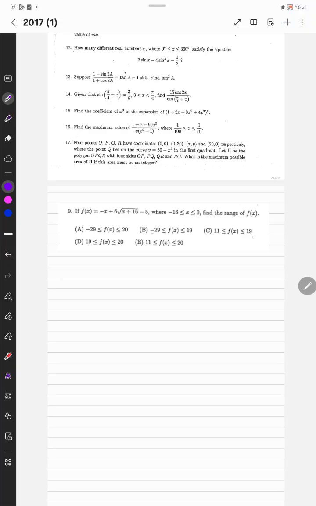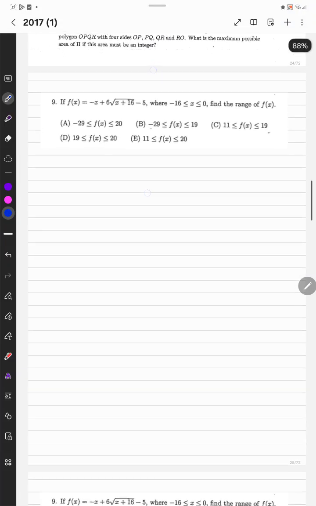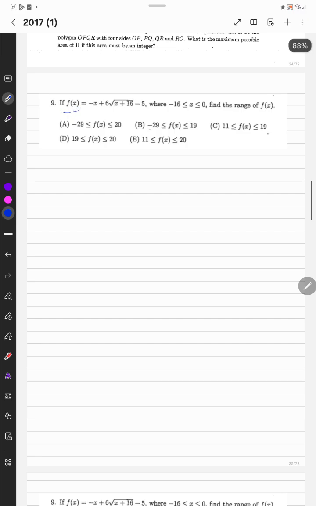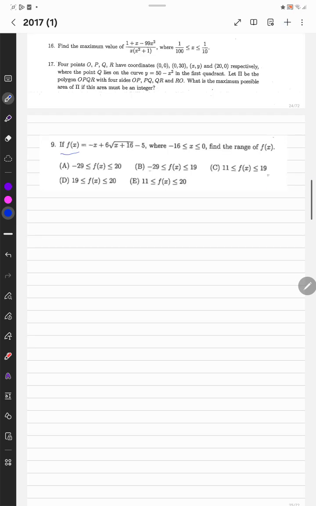So here we have a question, and the question goes like: the function f(x) is equal to minus x plus 6 square root of x plus 16 minus 5, where negative 16 is less than or equal to x, and x is less than or equal to 0. Find the range of f(x). So this is our question.